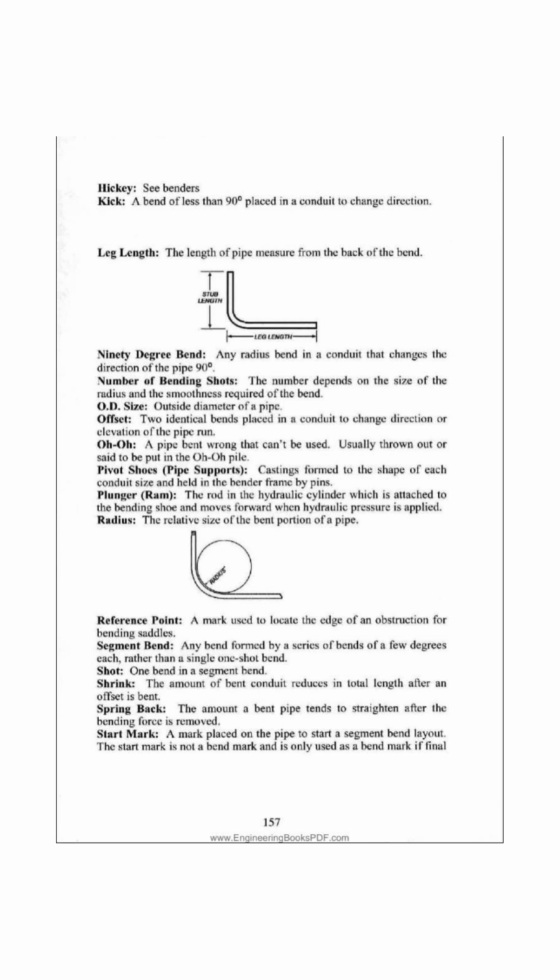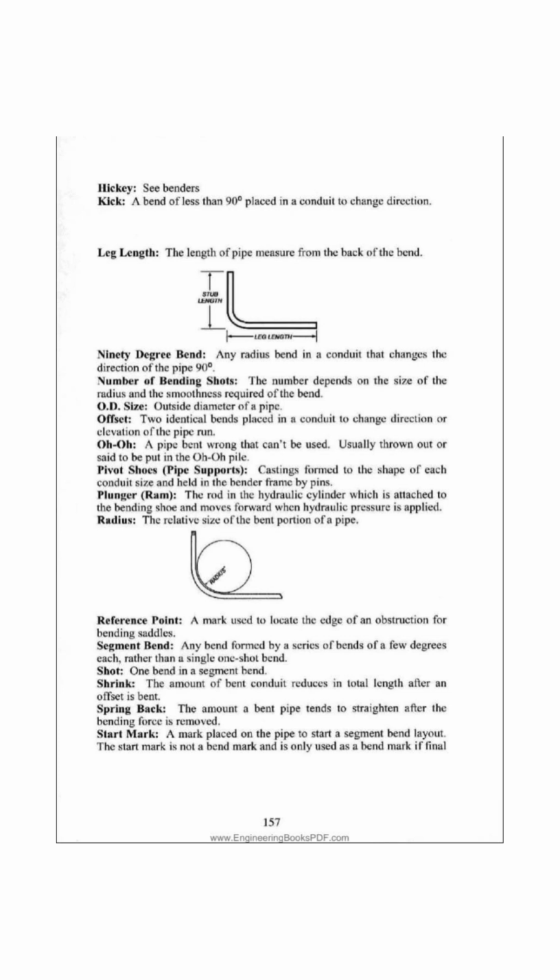Hickey. See benders. Kick. A bend of less than 90° placed in a conduit to change direction. Leg length. The length of pipe measured from the back of the bend. 90° bend. Any radius bend in a conduit that changes the direction of the pipe 90°. Number of bending shots. The number depends on the size of the radius and the smoothness required of the bend. OD size. Outside diameter of a pipe. Offset. 2 identical bends placed in a conduit to change direction or elevation of the pipe run. OO. A pipe bent wrong that can't be used. Usually thrown out or said to be put in the OO pile.